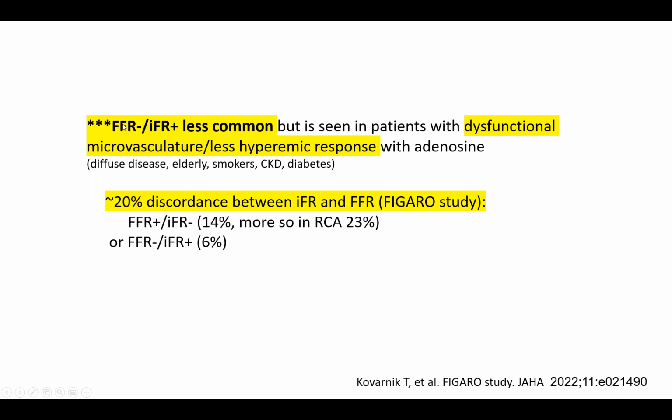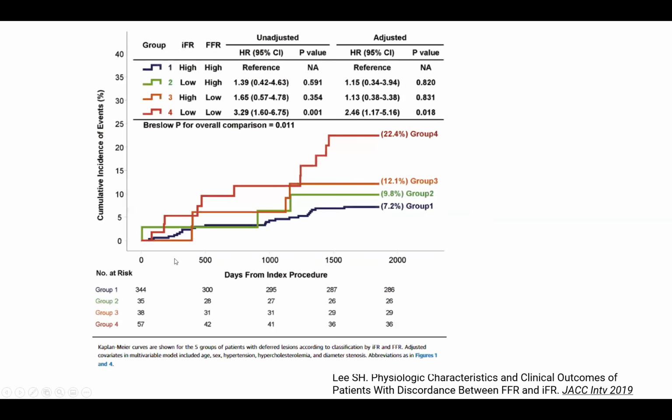So those are patients whose resting ratio, PD/PA, doesn't change dramatically when you give adenosine. Why? Because they tend to have an unhealthy microvasculature. They are elderly, smokers, CKD, diabetics, patients with diffuse disease, as has been shown in the FIGARO study. So in some 20+% discordance between iFR and FFR, it could be more commonly FFR positive, iFR negative, or FFR negative, iFR positive, less commonly.